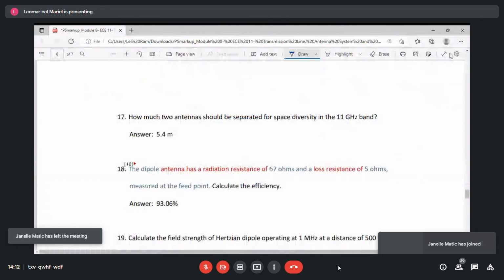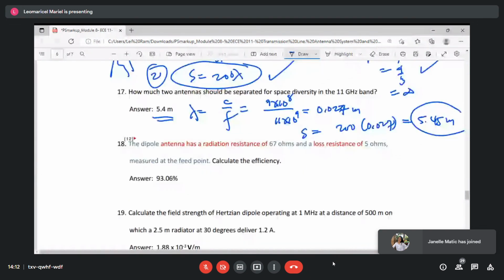18. So, the dipole antenna has a radiation resistance of 60 ohms. So, kanina efficiency is equals to R rad over R rad plus R of times 100. So, the efficiency therefore will be 67 all over 67 plus 5 times 100. Answer.